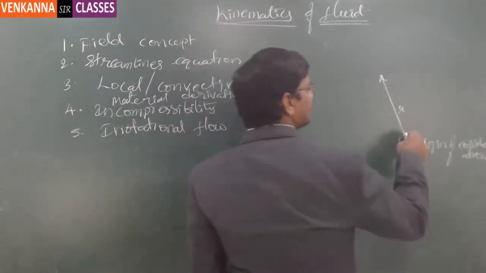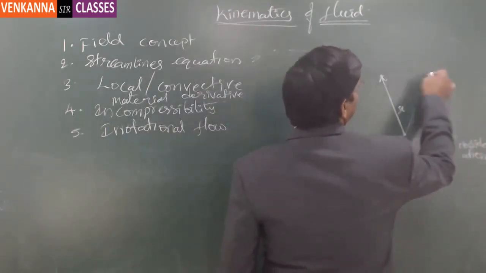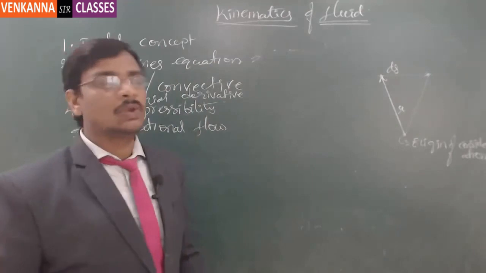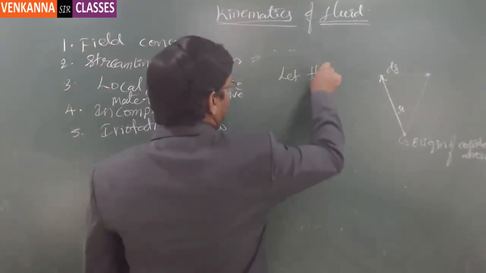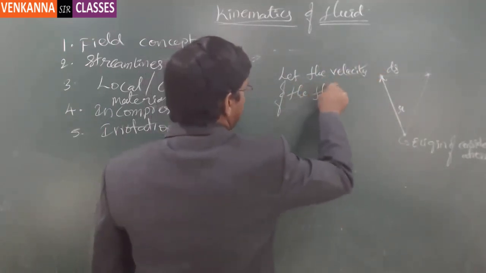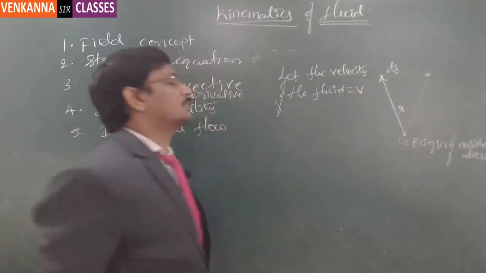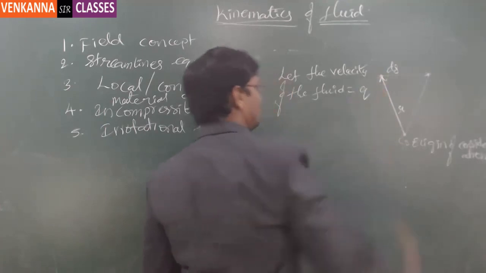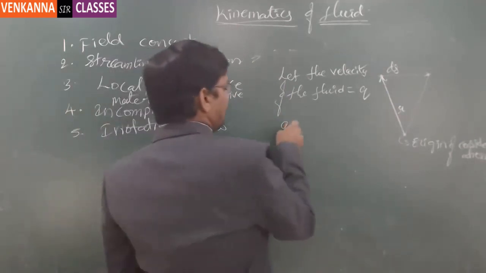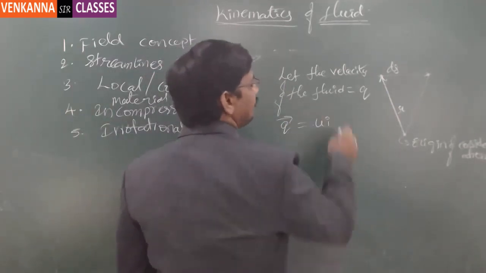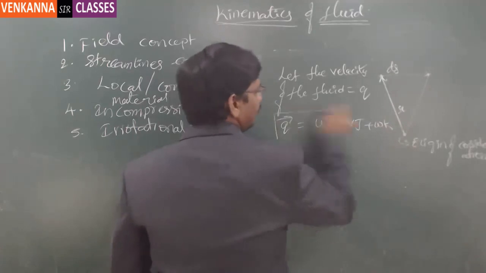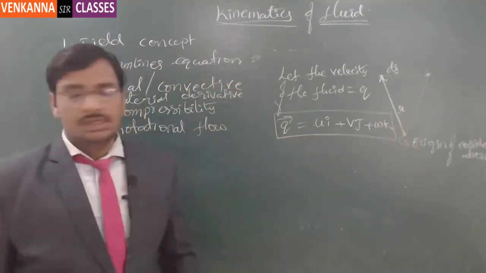Now let us say after certain interval of time, this particle is moved to this location for a distance of ds. Let us say the velocity of this fluid is q. Usually, in our terminology of fluid dynamics, it is represented with a letter Q. So wherever Q is there, you can imagine that this is a three-dimensional velocity, u i plus v j plus w k. So this is the way we represent the velocity vector in fluid dynamics. So this is the Q.